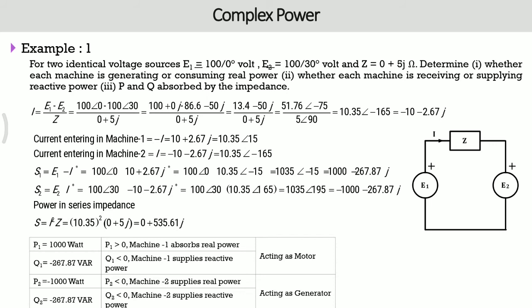Whenever you face this type of complex power calculation, remember the steps. First of all, find the current. Whatever the circuit, find the current flowing through each device, each element, and then find the complex powers, and then separate out P and Q. By the polarity of this P and Q, you can say whether it is consumed or supplied.